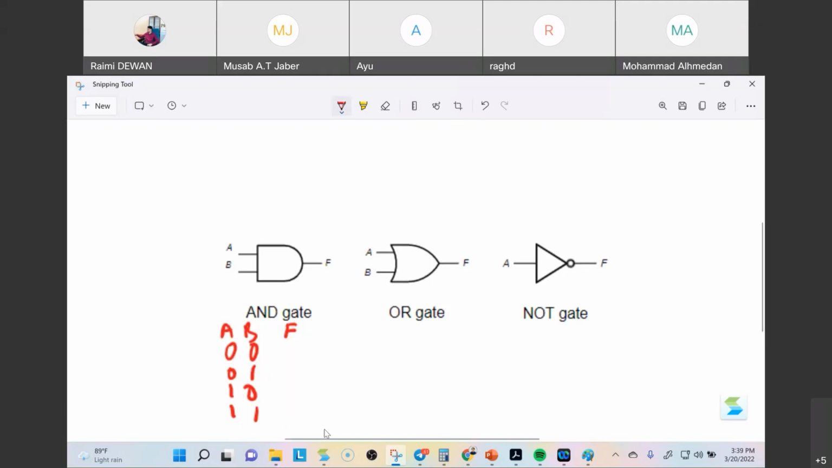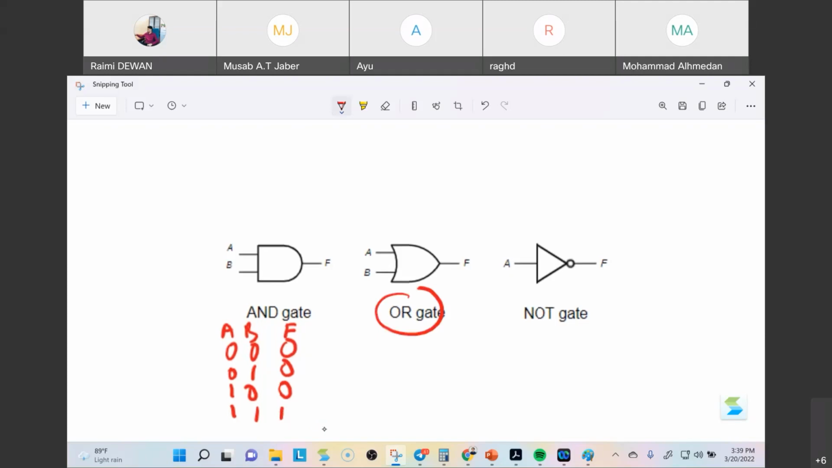Later on, okay. So A, B, 0, 0, we produce output of 0. 0, 1, we still produce output 0. And 1, 0, we produce output 0 for the AND gate. The AND gate requires all the inputs to be 1 in order to have an output of 1.